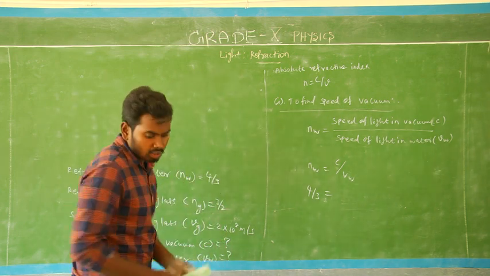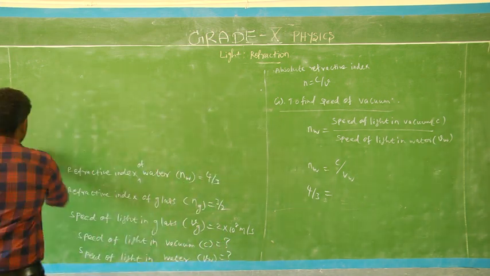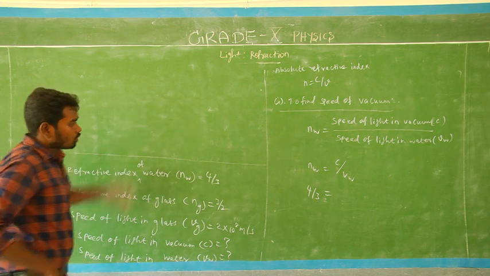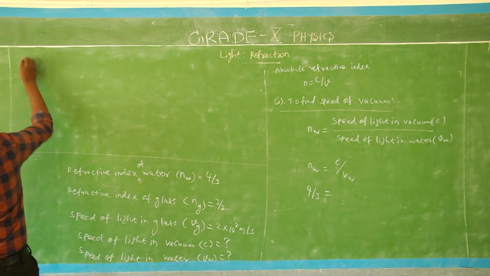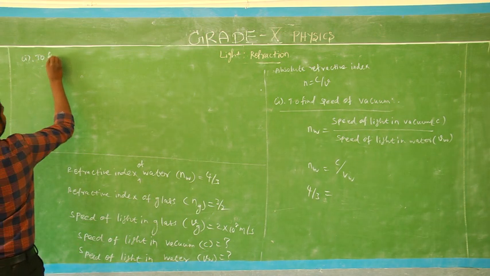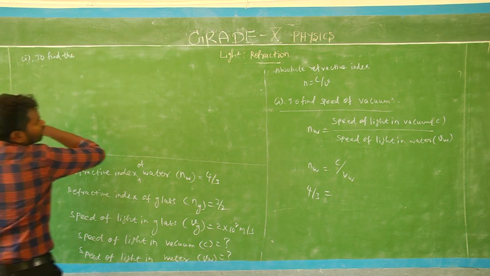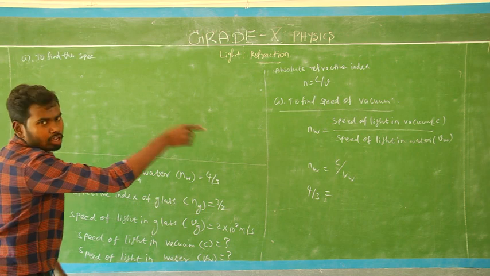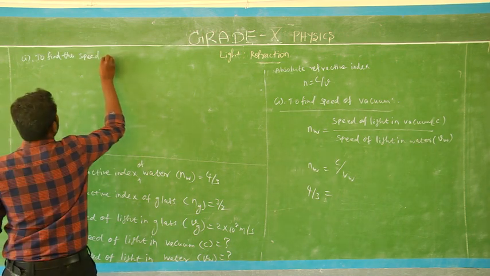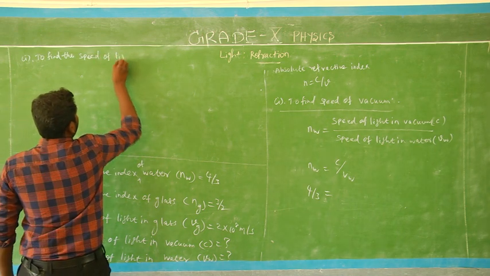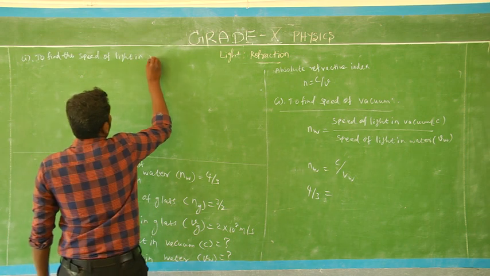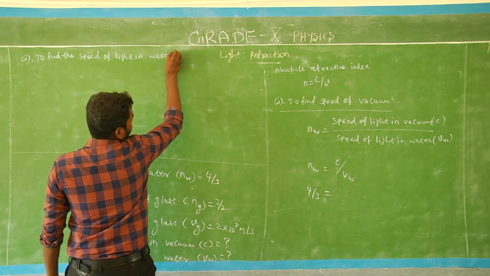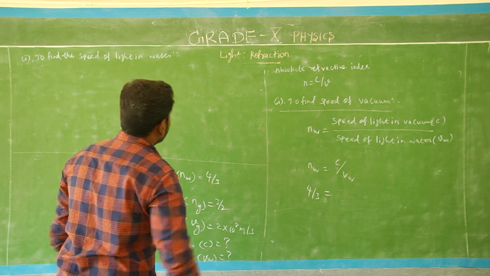So otherwise, we take the second medium. So I write here, look at the speed of light. In this case, for vacuum, this is C, and this is the speed of light in water.